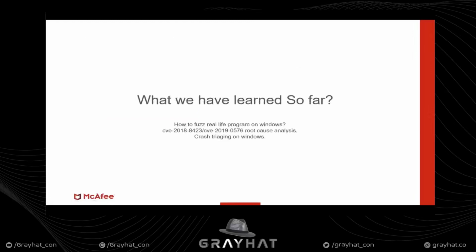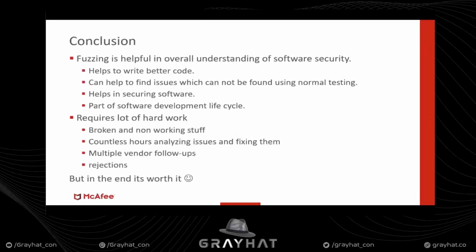So let's move to the next part and see what we have learned as of now. We have learned how to fuzz real-life programs on Windows, like how to fuzz MDB files or HDB files. We have also discussed root cause analysis of two vulnerabilities, CVE-2018-8423 and CVE-2019-0576. We have also discussed crash triaging on Windows. With that, let's move to the last part, that is the conclusion.